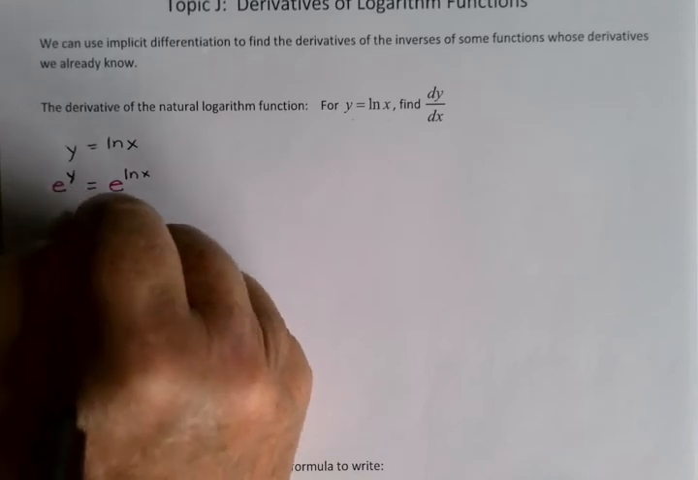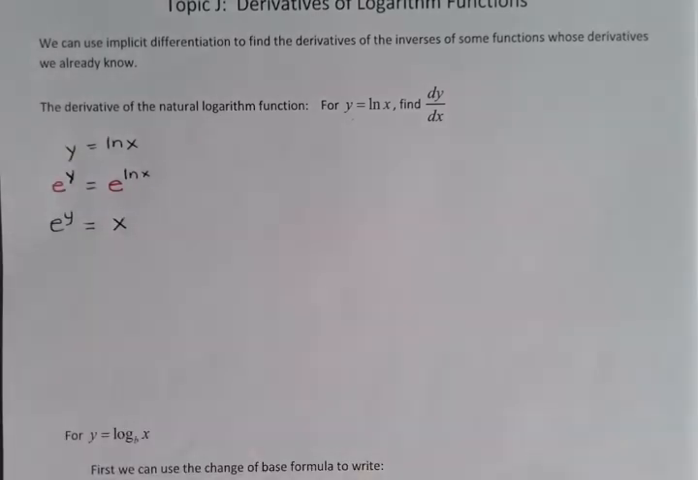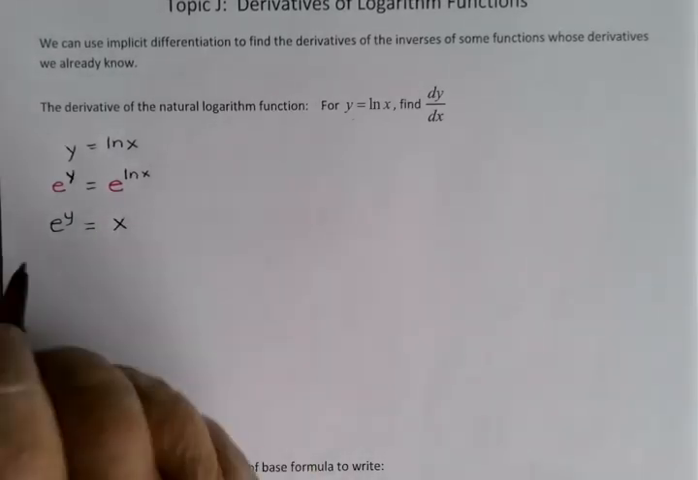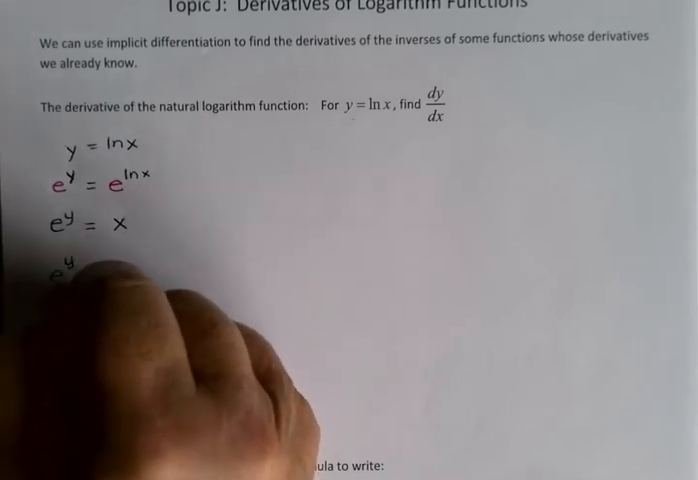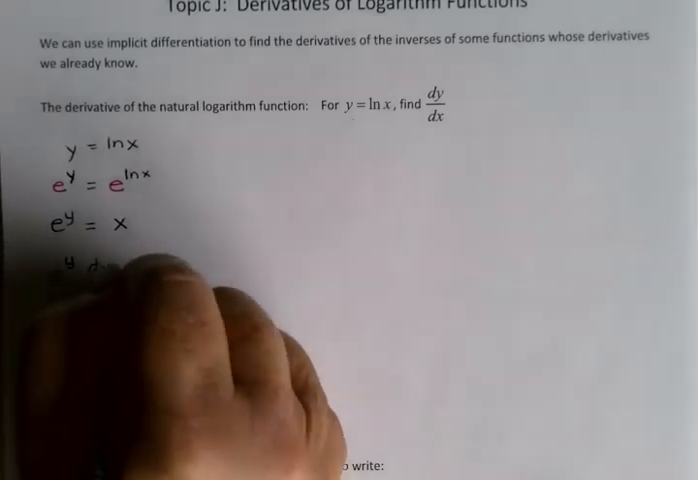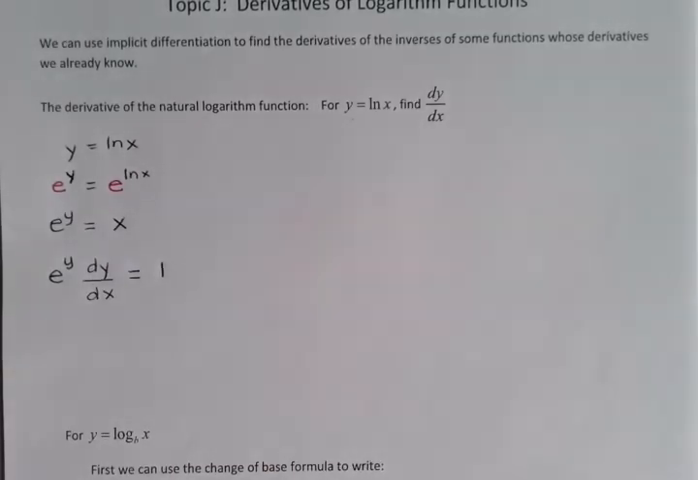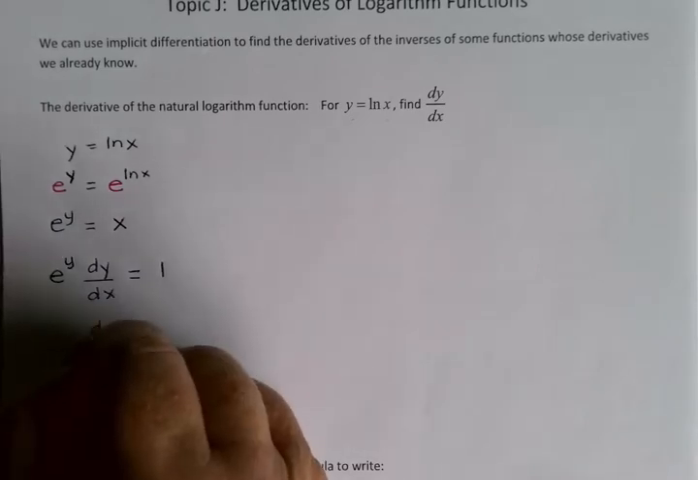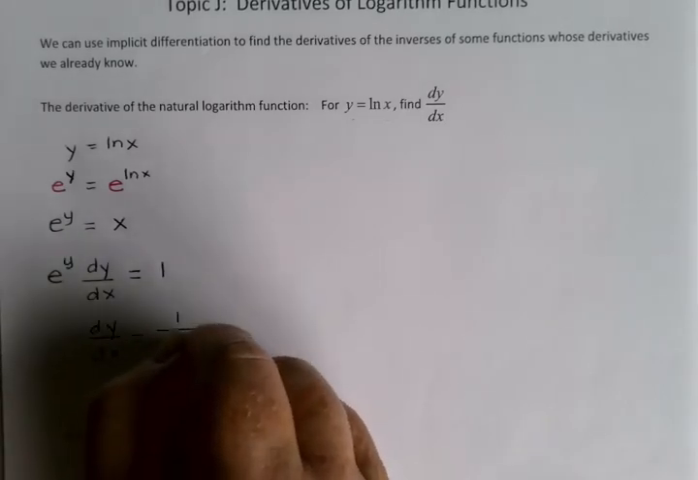That means e to the y equals x, since e and ln are inverse functions, so that right-hand side just simplifies to x. Now my function is implicit, but the advantage is I know how to take the derivative of both of those sides. So the derivative of e to the y is still e to the y times, by the chain rule, dy/dx, equals the derivative of x with respect to x, which is just 1. So dy/dx is 1 over e to the y.